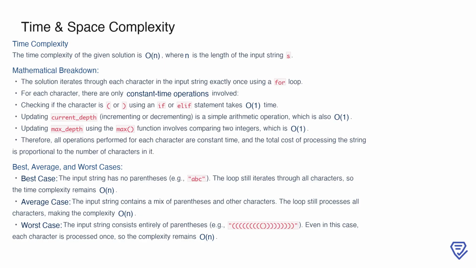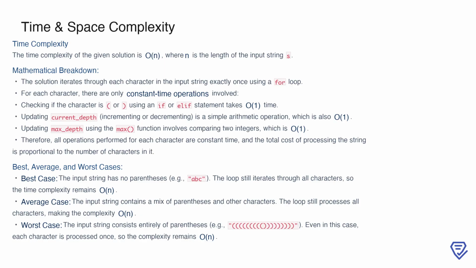The time complexity of the solution is O(n), where n is the length of the input string. This is because the algorithm processes each character in the string exactly once using a single for loop. For each character, the operations performed are constant time. Checking whether a character is an opening or closing parenthesis is a simple if or elif condition, which is O(1). Incrementing or decrementing the current depth is a basic arithmetic operation, also O(1). Updating the maximum depth using the max function involves comparing two integers, which is again O(1).